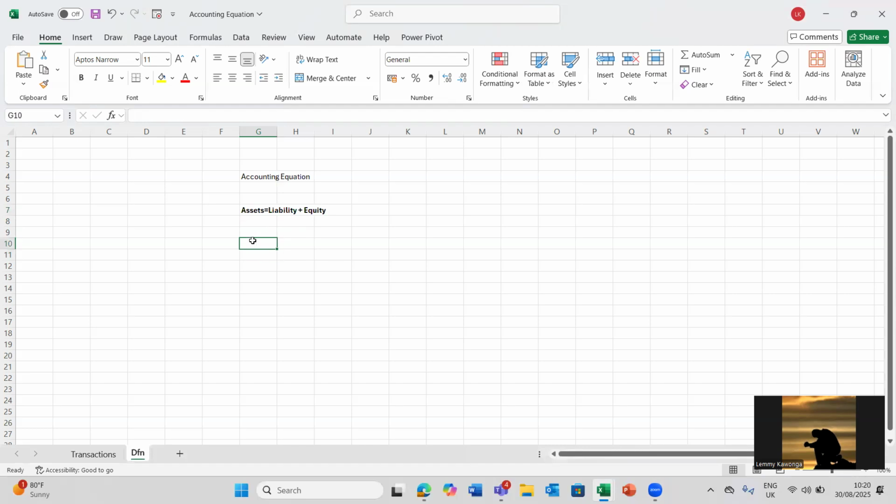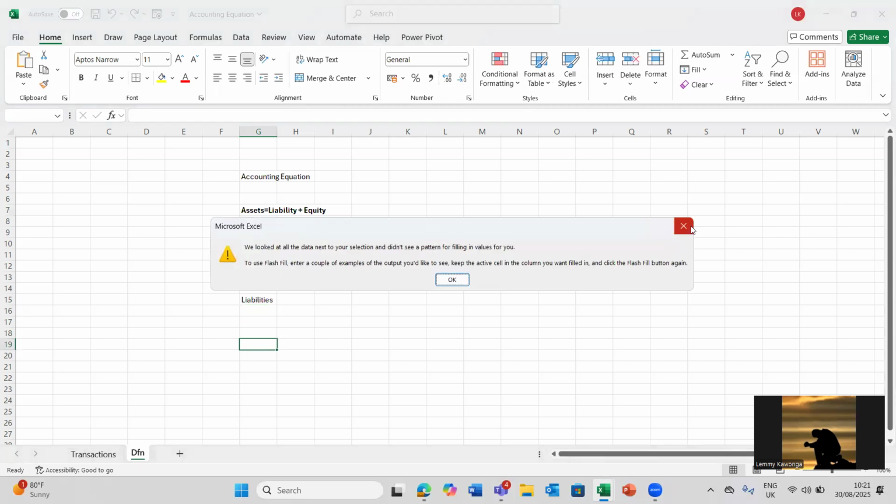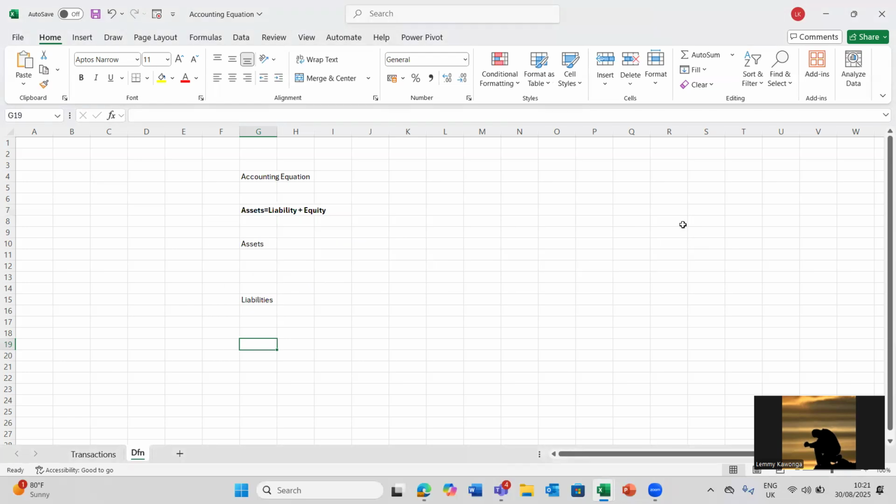So let's say assets. What are assets? Liabilities. What are liabilities? Equity. What is equity? Okay, so assets, this is what you own.